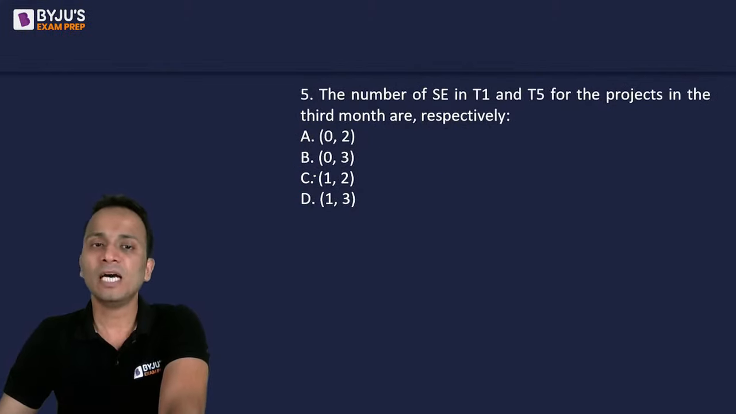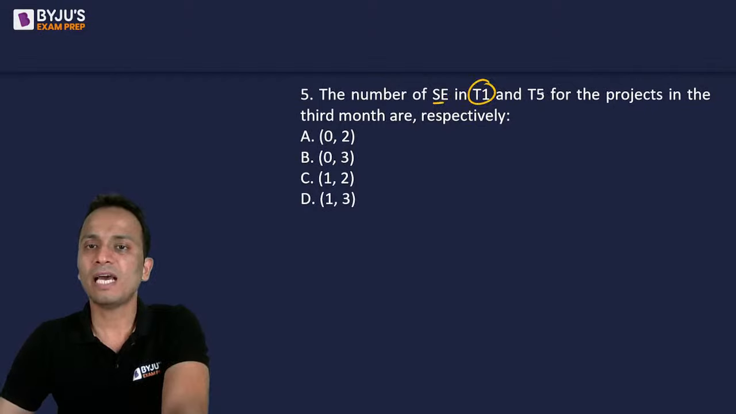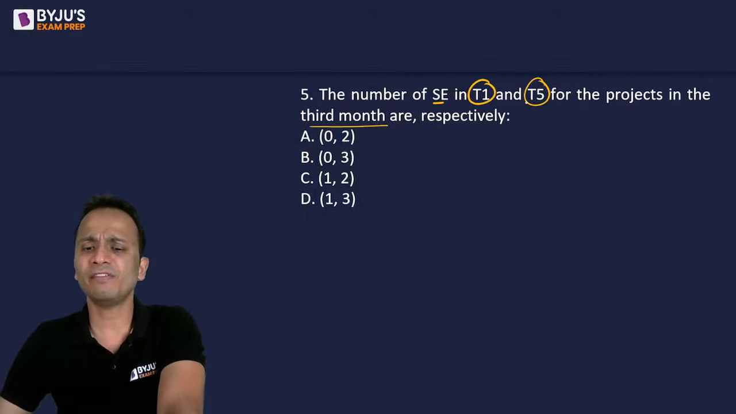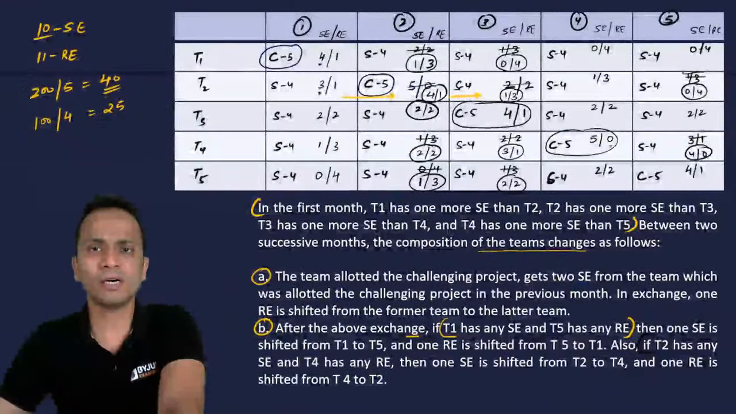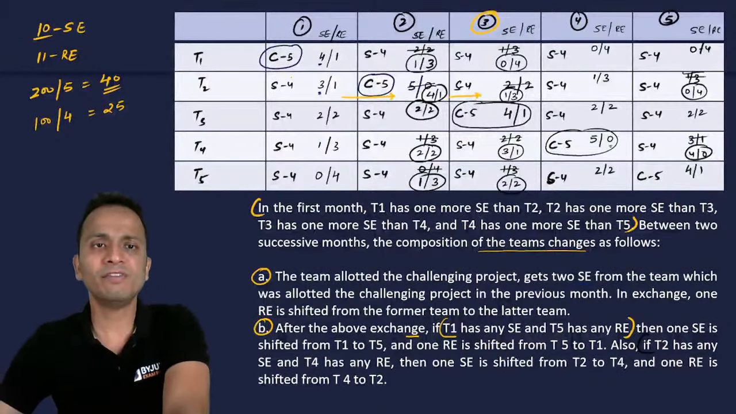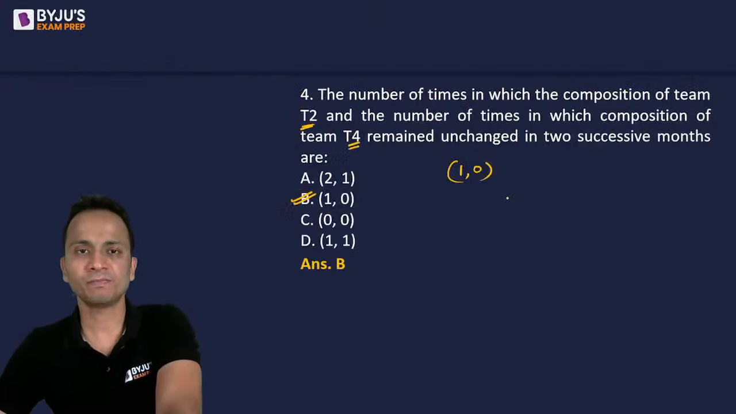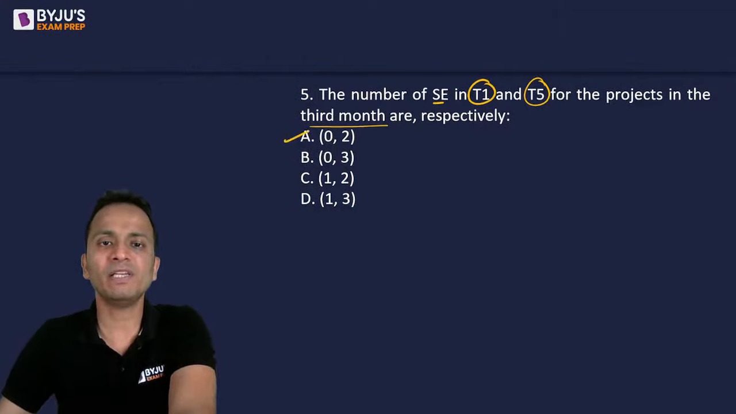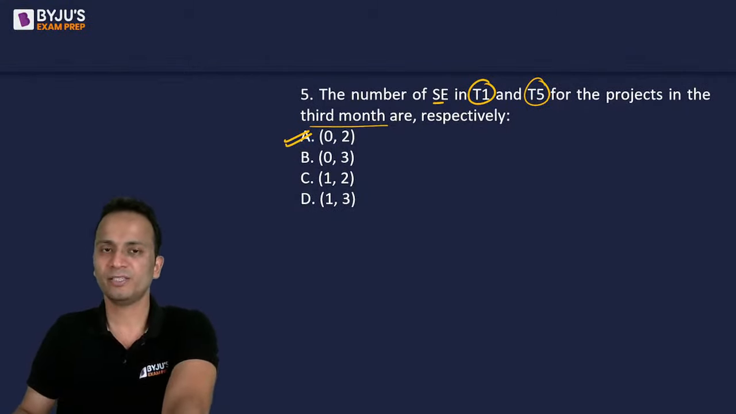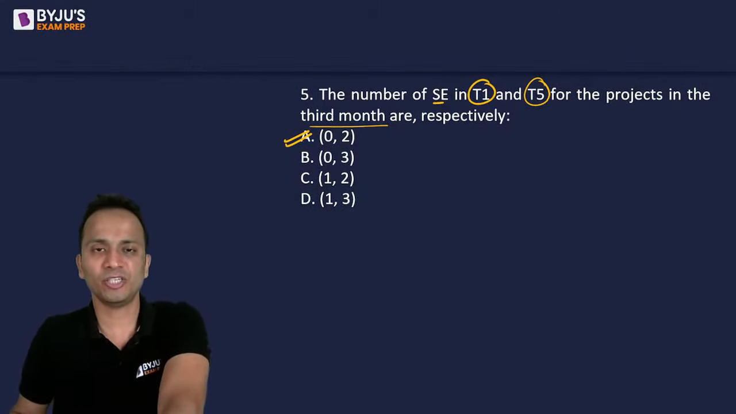Okay, let's move ahead. The number of SE in T1 and T5 for the projects in the third month are. So we have to tell the SE for T1 and T5 in the third month. So in the third month, T1 and T5, how many SEs are there? 0 and 2 respectively. So 0 and 2 respectively, the answer is option A. Clearly mentioned. So the correct answer is option A.